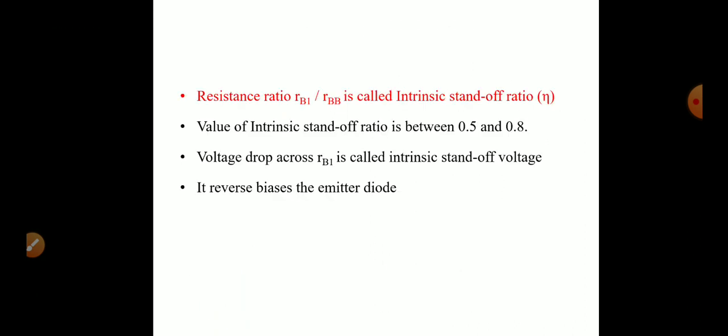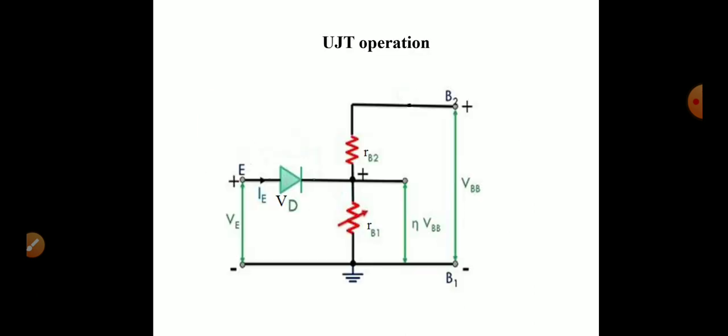Let us move to the points of the intrinsic standoff ratio. The intrinsic resistance ratio RB1 by RBB is called intrinsic standoff ratio. The value of intrinsic standoff ratio is between 0.5 to 0.8. The voltage drop across RB1 is called intrinsic standoff voltage. We represent this as V1. This voltage reverse biases the emitter diode. So the function of intrinsic standoff voltage is that it reverse biases the emitter diode.